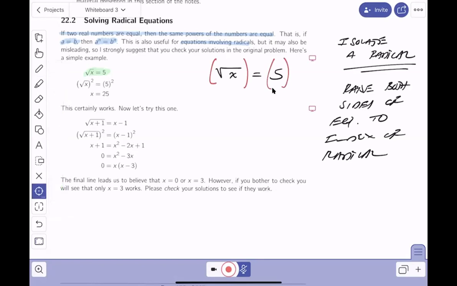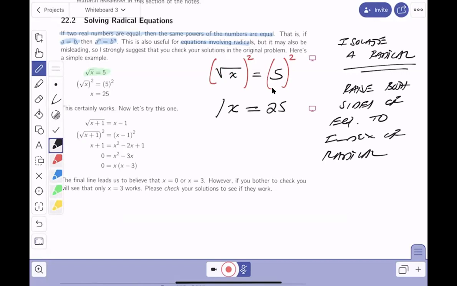Someone says, what's the index? The index is the number sitting over here. Someone says, oh, there's no number there. Well, you should know this is the only radical that doesn't have a number there. What's the number? It's a square root. The number's 2. So I'm going to raise both sides to the power 2. And we get something pretty simple. What do we get? Well, the left side, when you square it, is just x. The right side, when you square it, is 25.